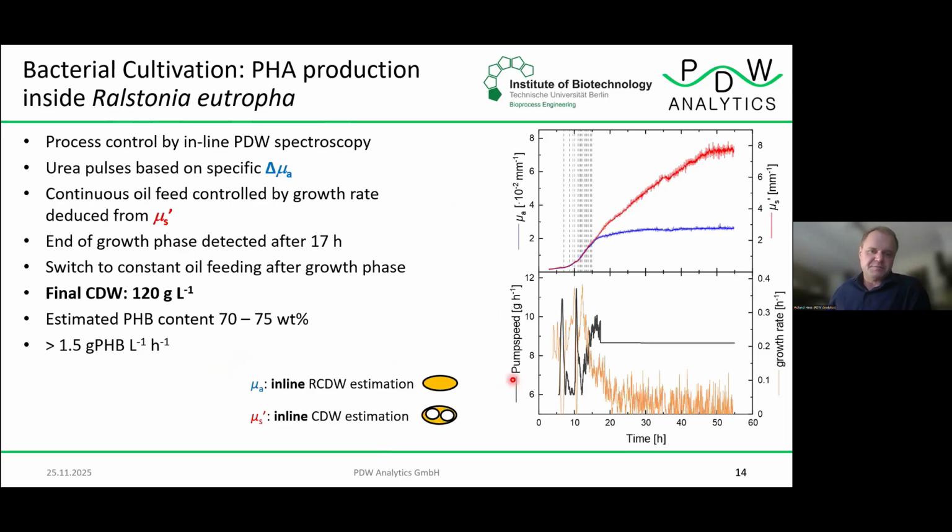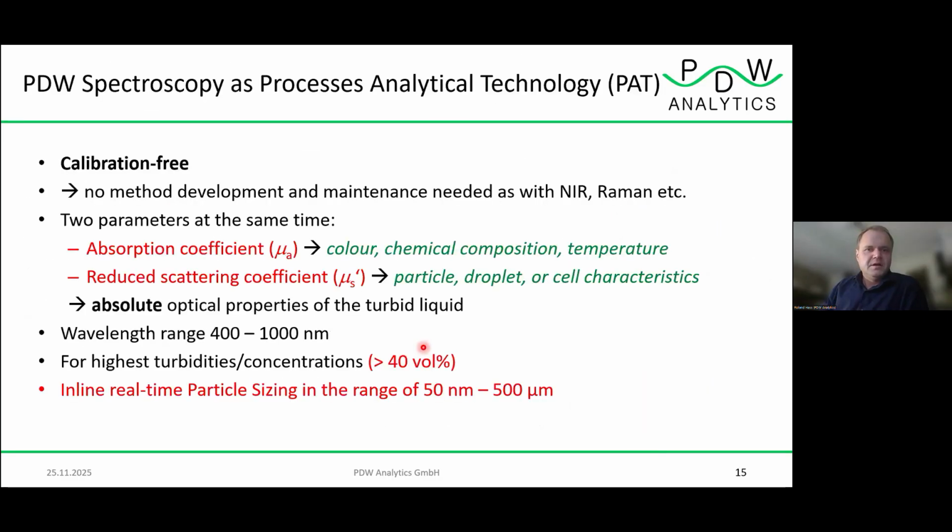And I think the best batch which has been obtained so far is that with those 2 coefficients, they actually made 2 different controllers using for the oil and the nitrogen feed, and had like an optimal growth. So they achieved like a 120 gram per liter batch with nice PHA content, and really got to a nice process control in that way. All right, these were a few examples on the application of PDW spectroscopy for biomass monitoring.